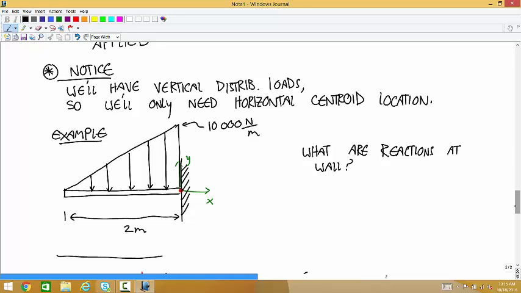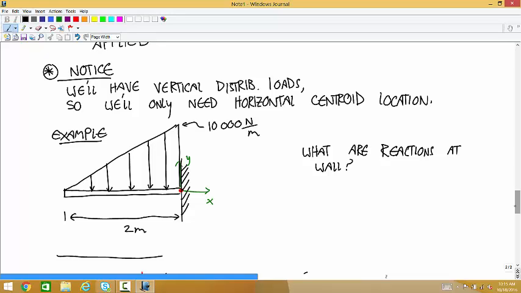And then the couple at the wall has to counteract any rotation that distributed load is going to apply. That distributed load is trying to make this beam rotate counterclockwise. And so the wall has to be applying a torque like this to keep it from rotating counterclockwise. And so that makes sense. It's just the opposite of the direction of the distributed load.